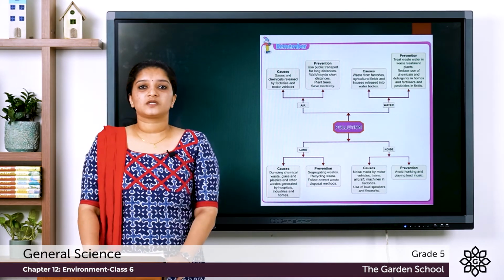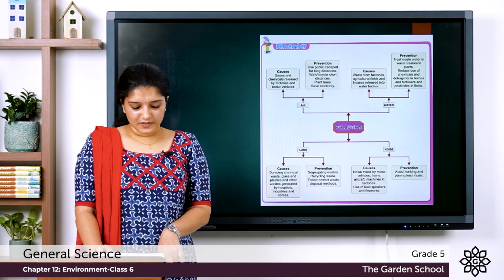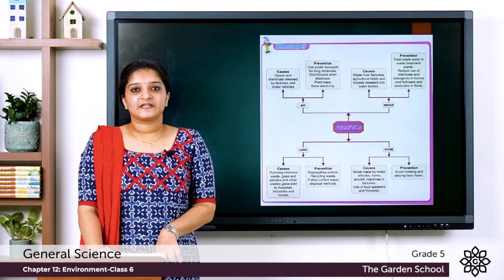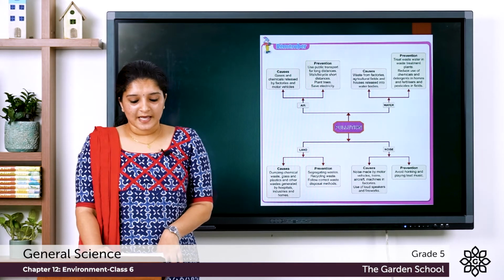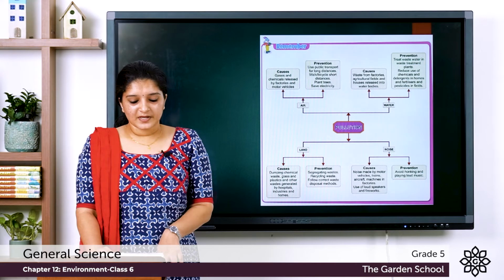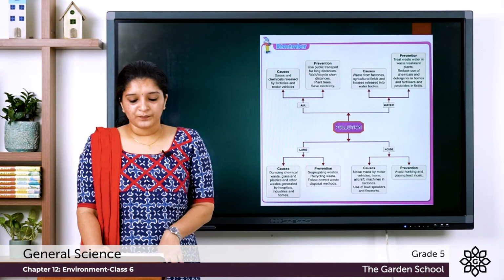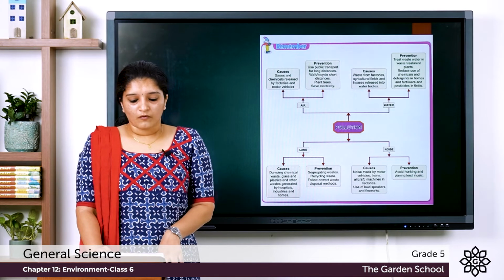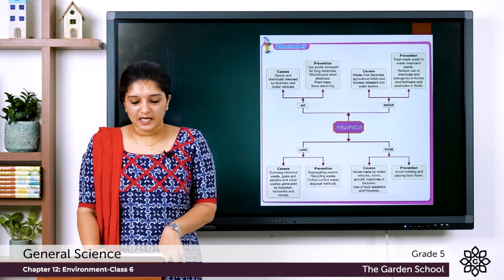First, let's see what air pollution is. This picture is available on page number 156 of your textbook. First, let's see what causes air pollution. Air pollution is caused by gases and chemicals released by factories and motor vehicles, and the preventive measures include using public transport, walking or bicycling short distances, planting trees and saving electricity.